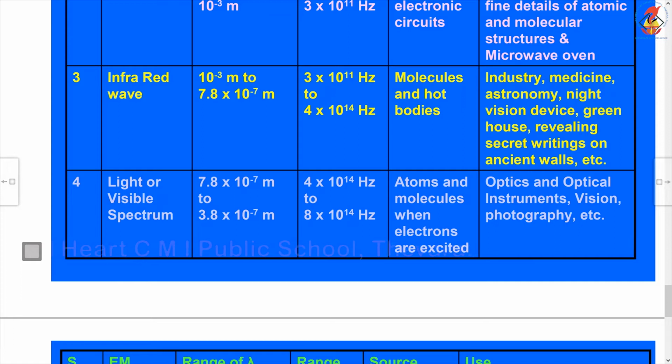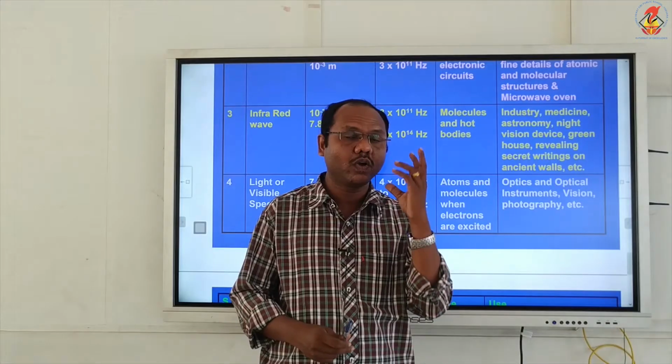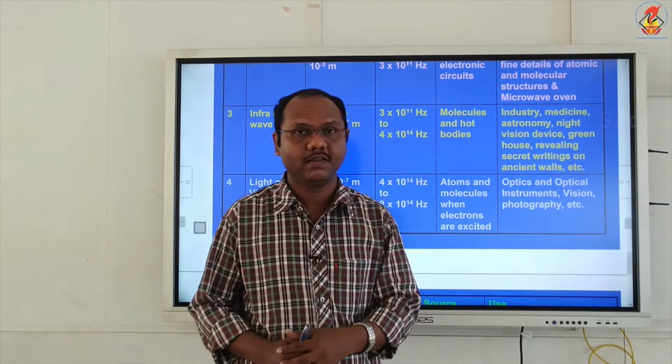Now, what are the uses? Infrared waves are used in industry, medicine, astronomy, night vision cameras, greenhouse, and revealing secret writings on ancient walls. So you already know about infrared photography.